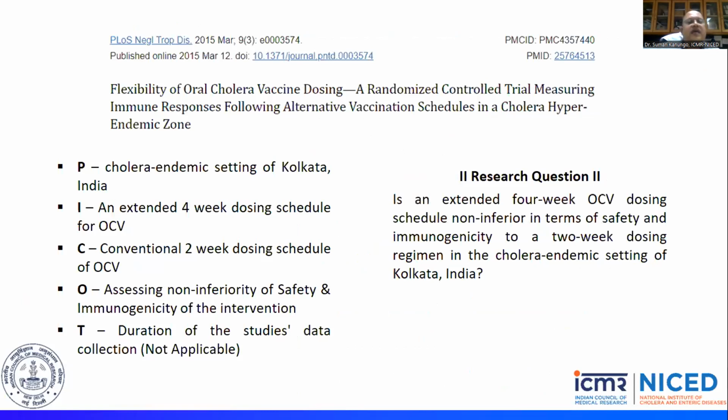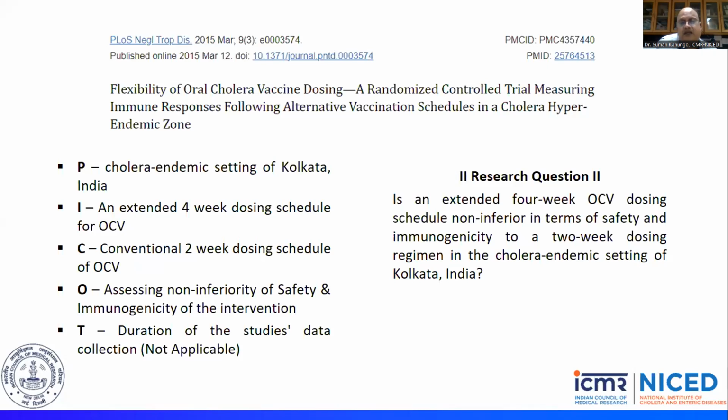So now again, there's another example I want to show. We want to see whether the currently available oral cholera vaccine, which is given as 2 doses 2 weeks apart, compares with giving it 4 weeks apart. Why 4 weeks? Because it will increase the immune response. That is our hypothesis.